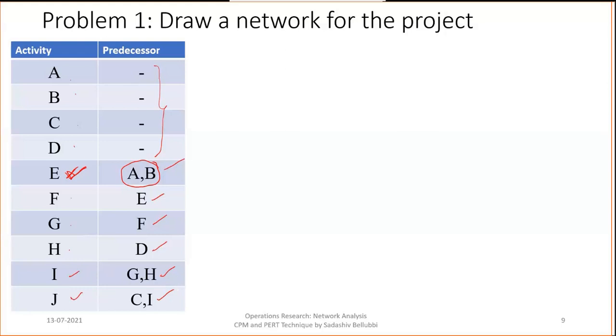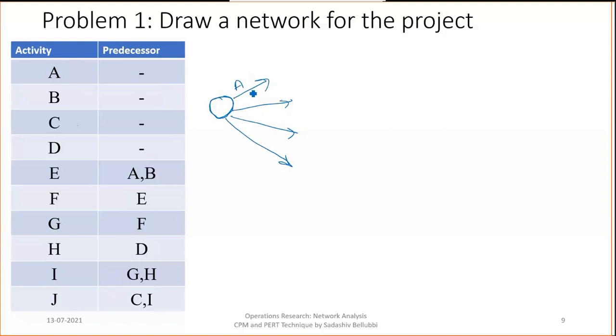By considering all these constraints, we need to draw the network and give the numbering to the events by considering Fulkerson's rules. Now A, B, C, D don't have any predecessor activity. So first we need to draw it roughly. This is my starting node. Next, I'll draw A, B, C, and D roughly.